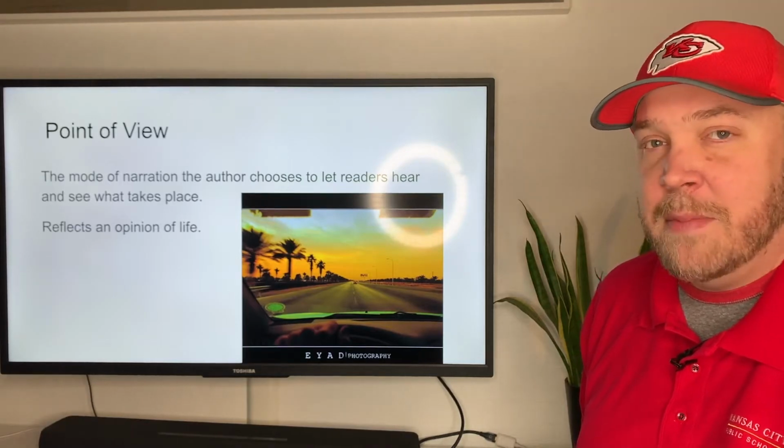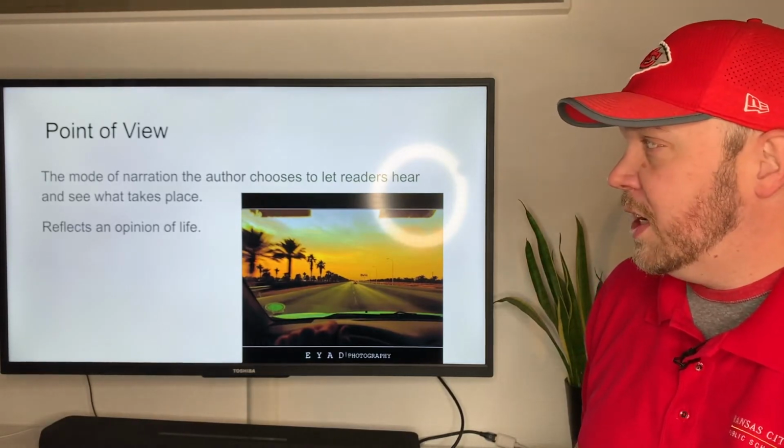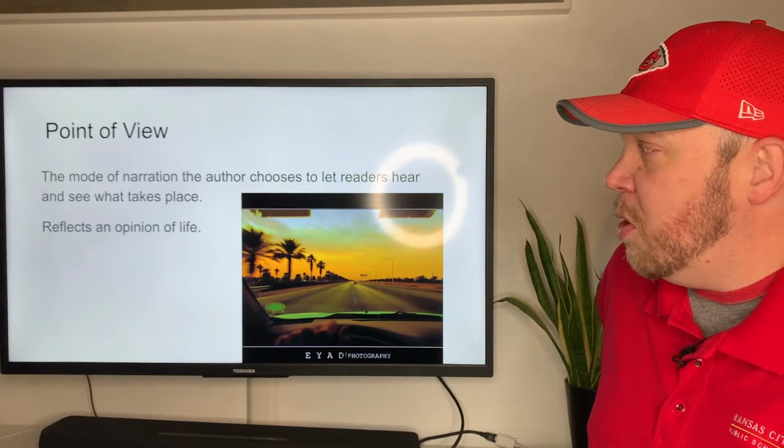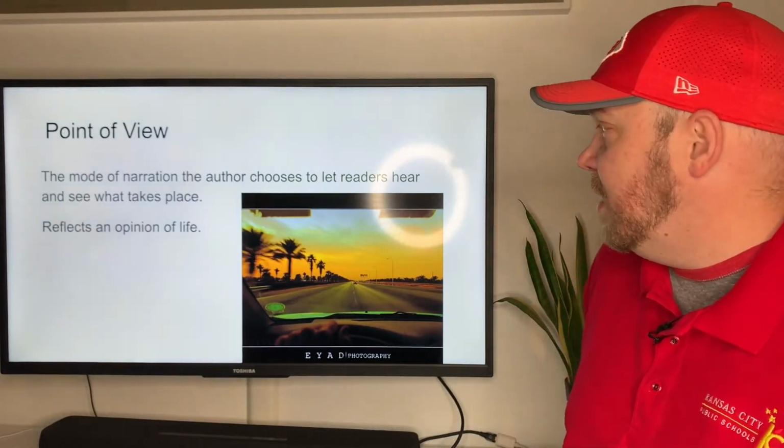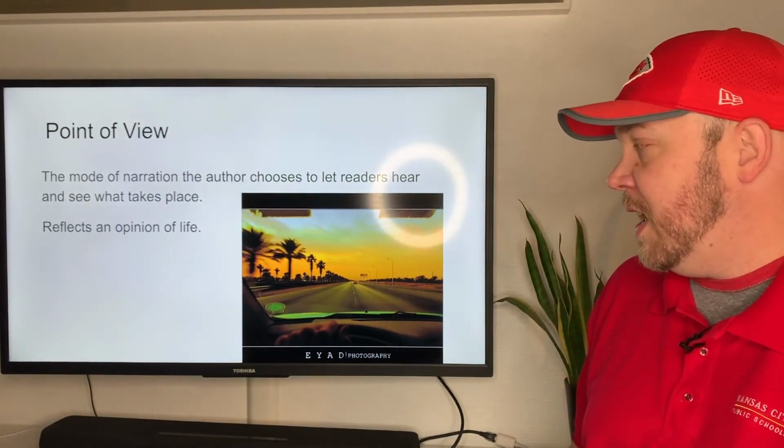Okay, point of view is often a word that you hear a lot when people are online and even in the gaming world. So we're going to come up with this definition and call it the mode of narration the author chooses to let readers hear and see what takes place.